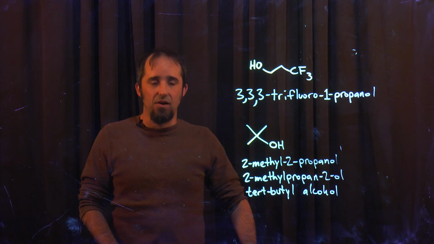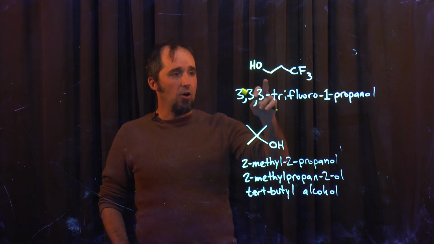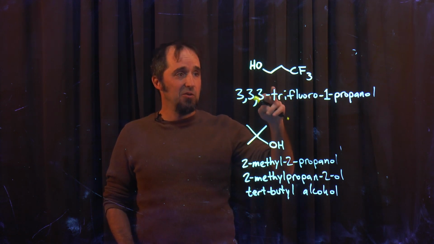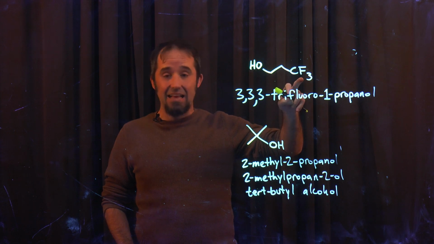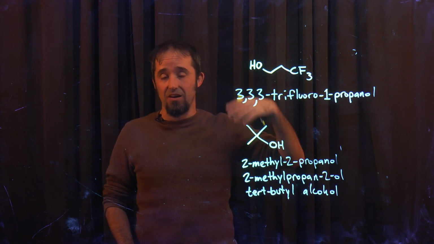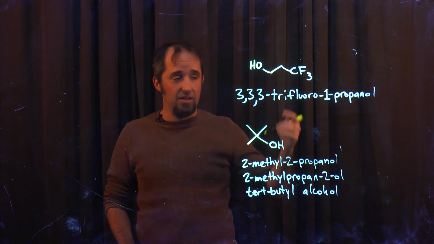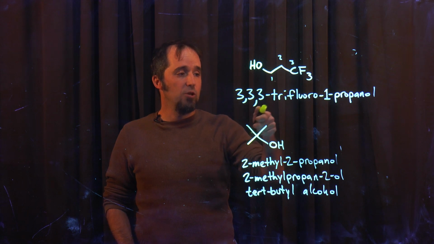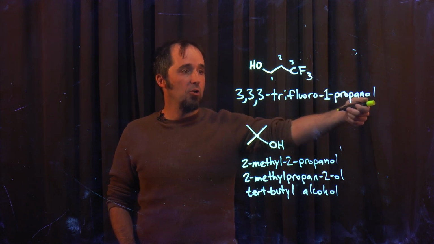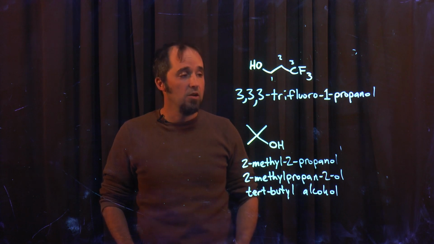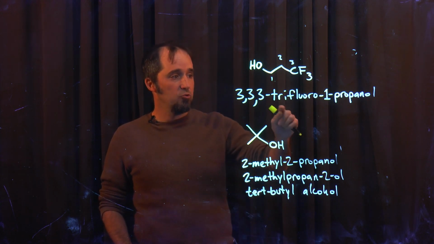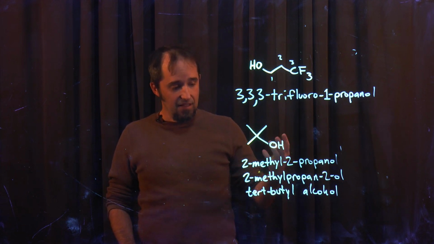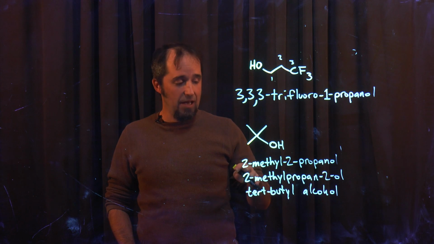Just a few more examples of alcohols. So alcohol will always get the numbering priority when it's the most important thing in the molecule. So this beats any kind of halogen over here, or any nitro, or any methyl, ethyl, that kind of thing. So this chain would be numbered 1, 2, 3. This would be 3,3,3-trifluoro-1-propanol, because the OH is on carbon 1. We could also have called this 3,3,3-trifluoropropan-1-ol.